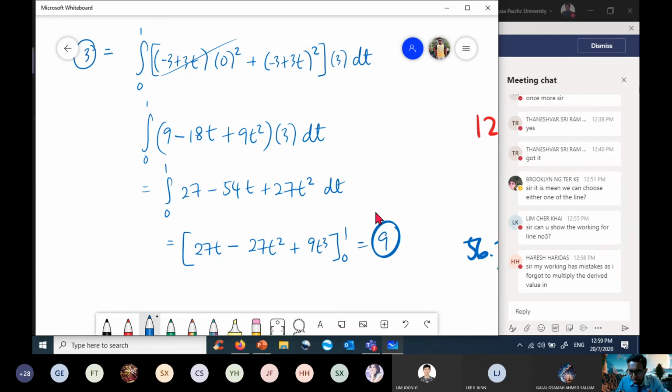What is it, Harish? My working has mistakes as I forgot to multiply the derived value. Oh, this number here. I see. Okay, that is the whole point of actually finding r prime. The r is to substitute whatever is inside here. The r prime is to get the value that you're going to multiply here. It's okay. Just make sure that in the future when you do the same type of questions, you get that thing in here. Just remember there's a point why you are finding r prime. This is the point.